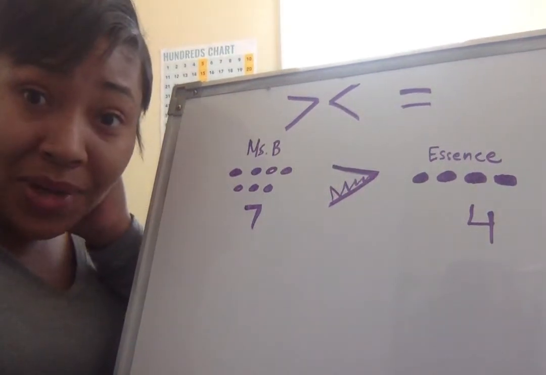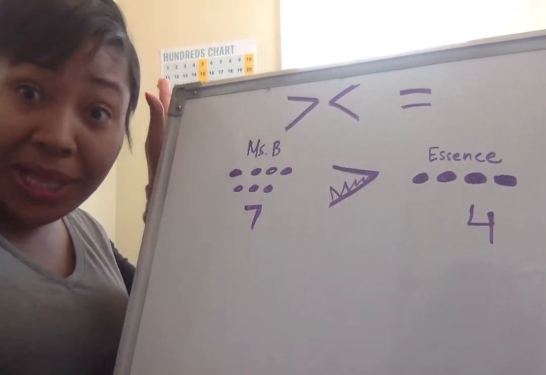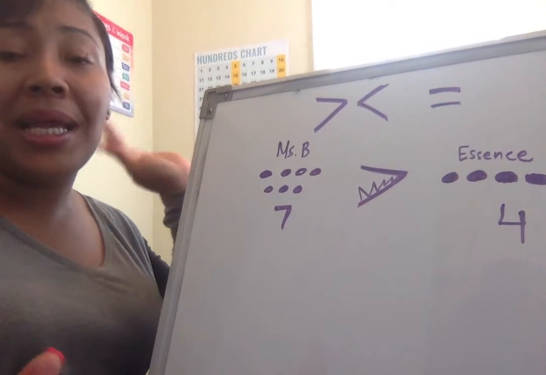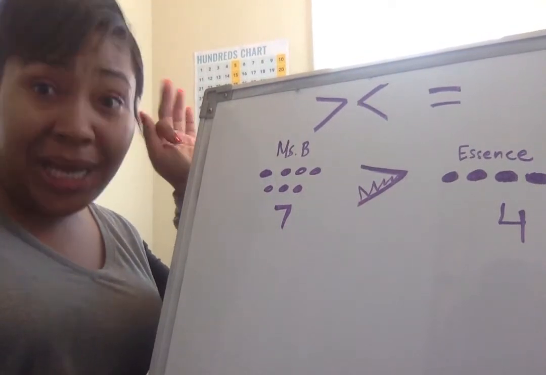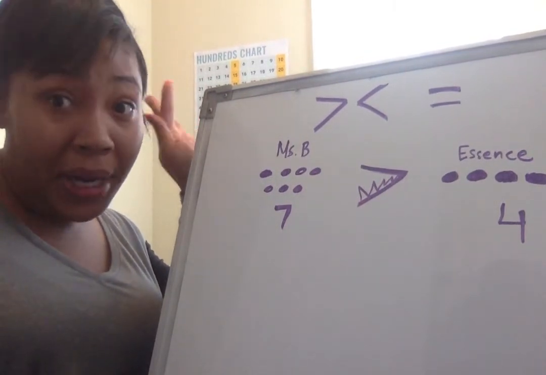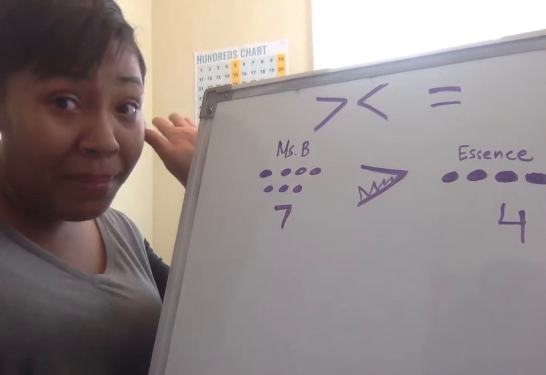You guys want to do a couple more problems? You guys got this? I can see you guys being like, Miss Bloom, we got this. Okay. All right, because I'm going to trick you. I'm going to give you a bigger number.